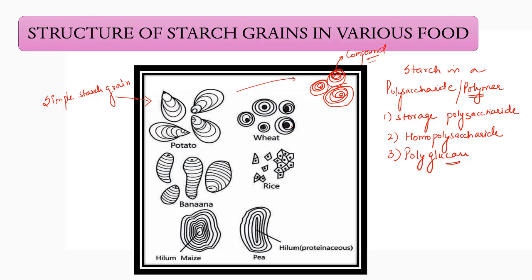Then the simple starch grains of maize, you can see. So these are the different starch grains of maize, banana, rice, wheat, pea. All these are starch grains. Understood?